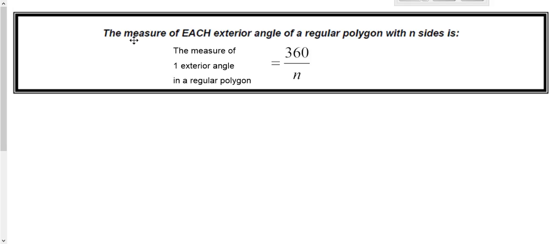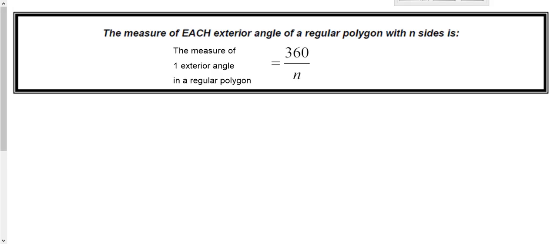Now we look at a formula for the measure of each exterior angle of a regular polygon. In a regular polygon, all the interior angles are the same, and so all the exterior angles will be equal also, not to the interior ones, but to each other on the outside. So to find one of them, we take the sum of all of them, which is always 360 degrees, as we saw in that last formula, and divide by how many sides there are, how many exterior angles there are. So we take 360 and divide by n, the number of sides.